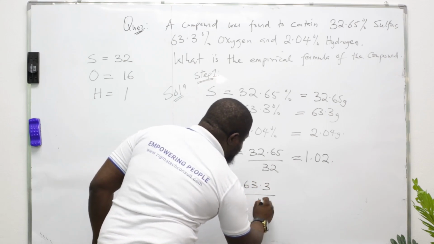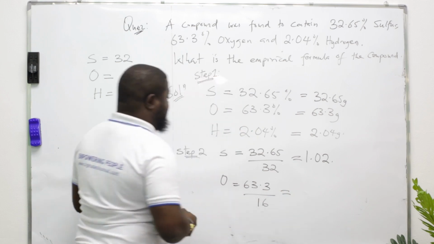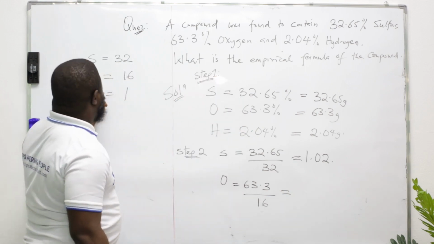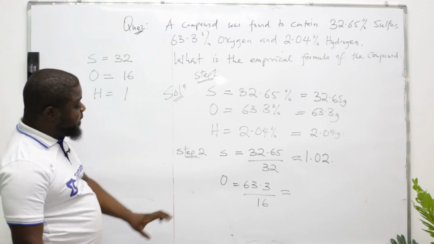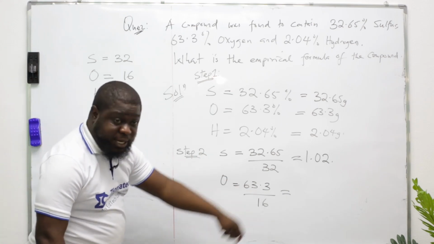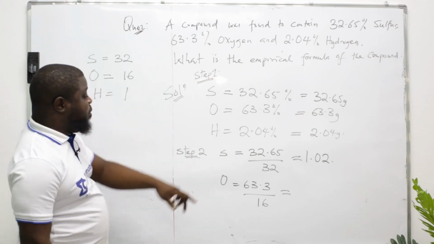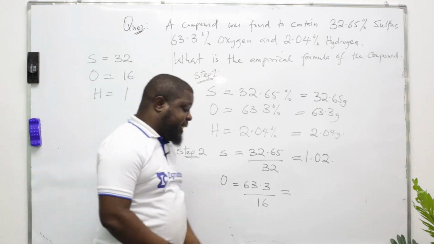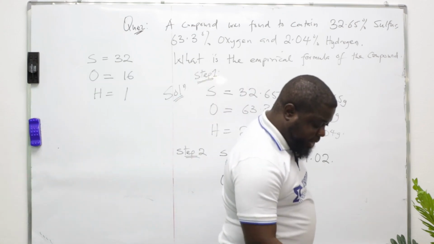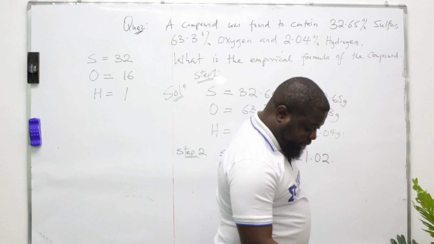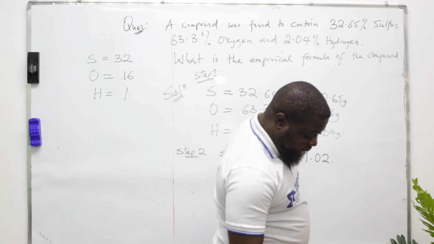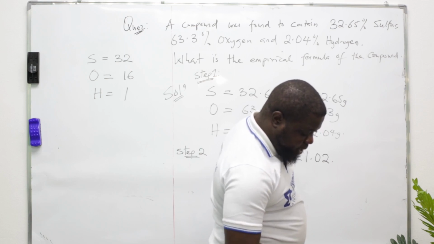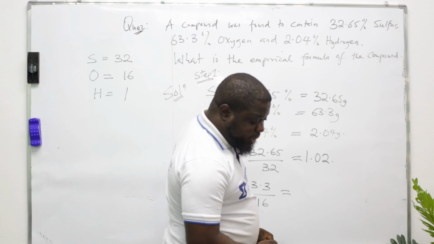63.3 divided by 16. That is the molar mass. The molar mass of oxygen is 16. And they say divide all given masses by their molar mass. Now the given mass of oxygen is 63.3. And the molar mass of oxygen is what? 16. So you are dividing 63.3 divided by 16. It gave us 3.95.